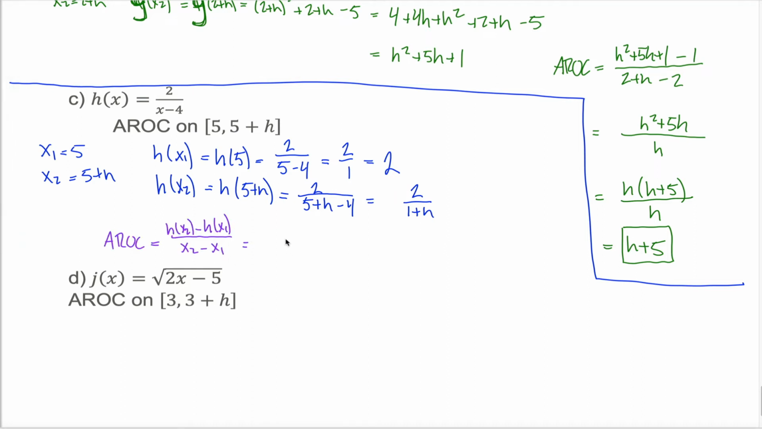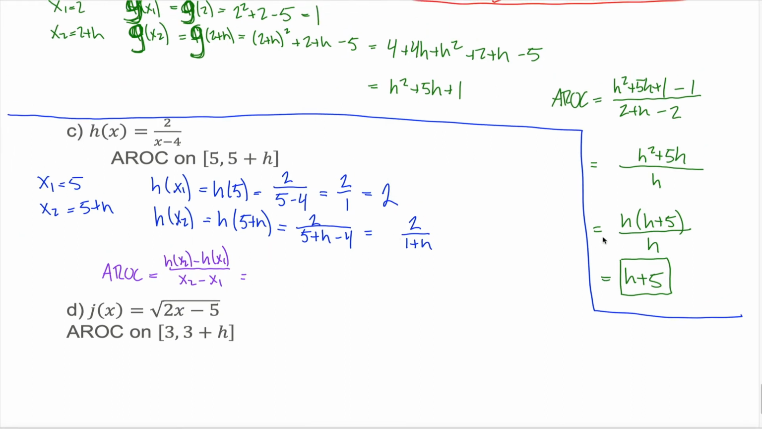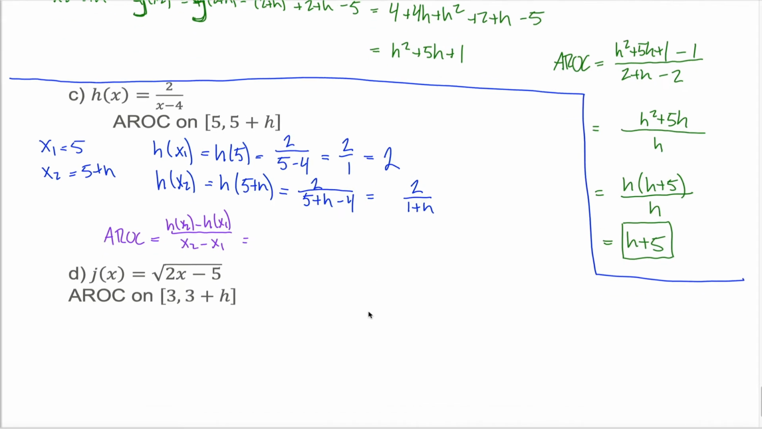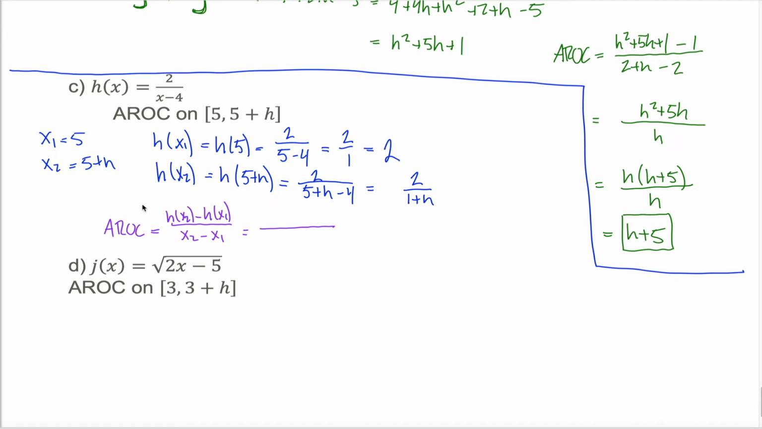I'm going to plug them into the formula and make sure that the things that I claim always happen, h in the denominator, h canceling out, still happen. Let's start with the bottom. x2 is 5 plus h. From that, I want to subtract x1, which is 5. So I got 5 plus h minus 5 down on the bottom. That's looking really promising. In the top, I got h of x2, which is this 2 divided by 1 plus h. And from that, I want to subtract h of x1, which is the number 2.